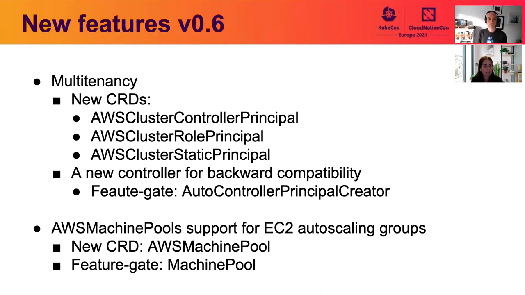Yeah, so let's talk about some new features of CAPA. In general, we release minor releases every 6 months or so and a patch release almost every month. We are currently at the 0.6 release, which was released last September. And I'm going to mention some new features in the 0.6 release, which are common for both managed and unmanaged clusters. The first one is multi-tenancy.